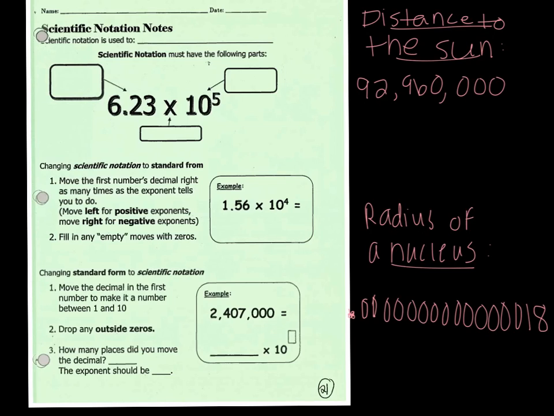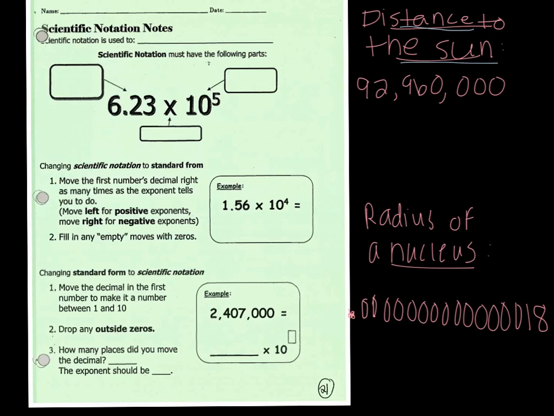science. To give a couple examples of when it would be used in science, I have a couple measurements on the side of the screen. The first is the distance to the sun. The sun is about 92,960,000 miles from Earth. Pretty big number there.